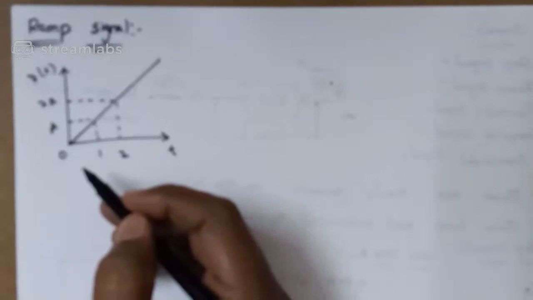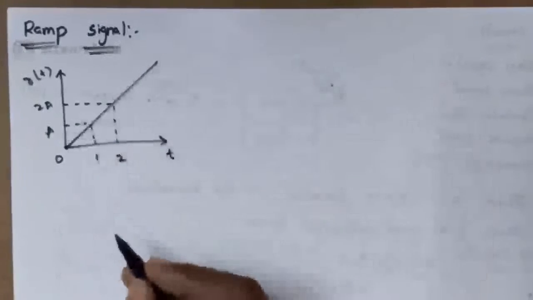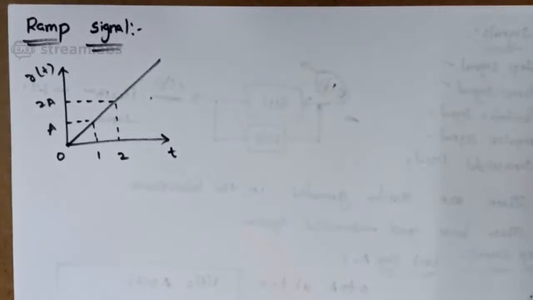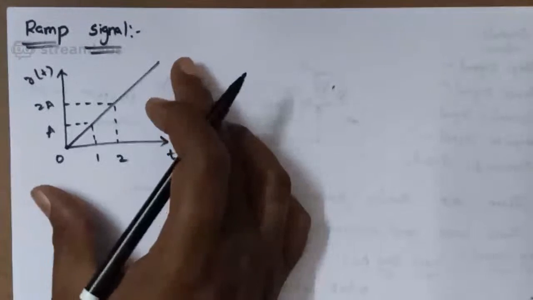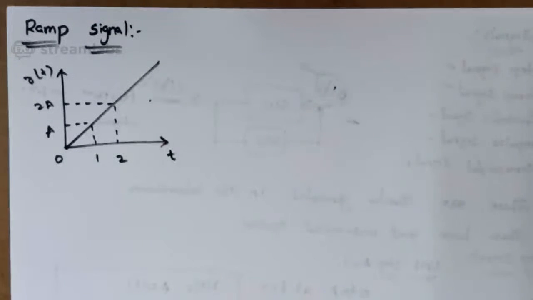It increases linearly with respect to time from this point, t equals 0. For 1 it increases up to A, and for 2 it is 2A. You understand what I am saying? So it increases linearly with respect to time. The ramp signal resembles a constant velocity input to the system. So this type of signal represents constant velocity.